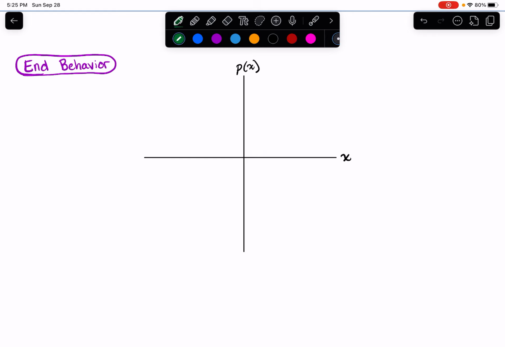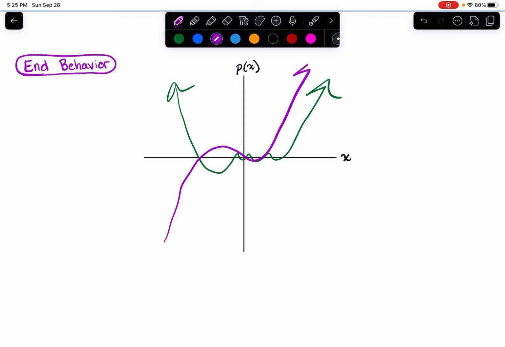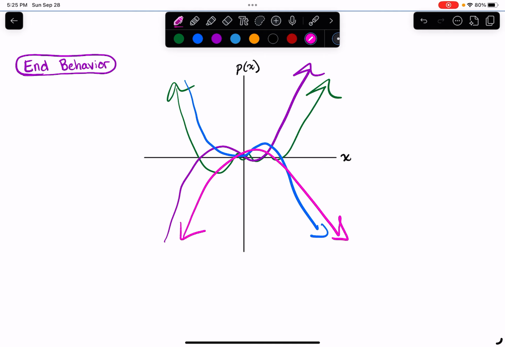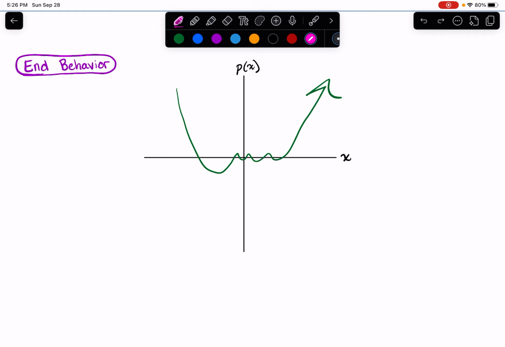So a polynomial could either look like this, it could look like this, it could look like this, or it could look like this. So we essentially have four options. It can either go up both to the left and the right, down both to the left and the right, or one of each. So we essentially just need a way to describe those four different directions.